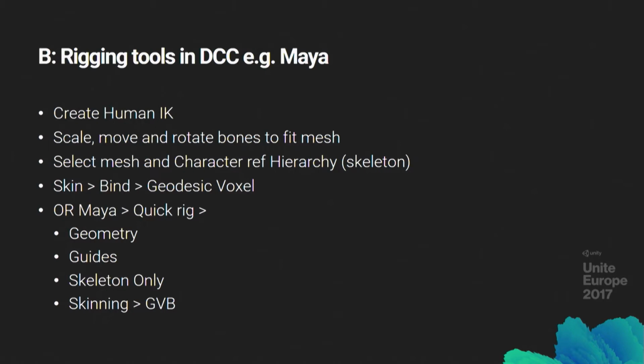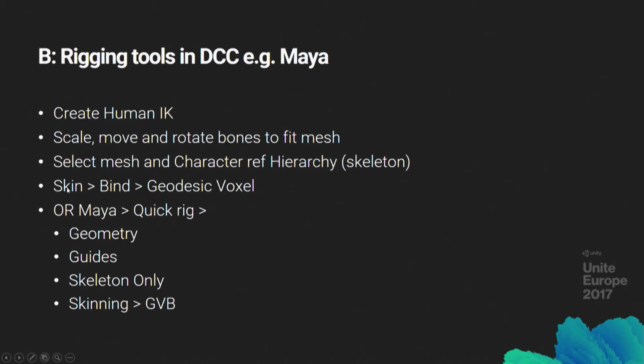So very quickly, in Maya, you can create a Human IK, which is positioning the skeleton, as I explained before, and you can scale, move, and rotate bones that fit so that your skeleton is ready to apply a skinning algorithm to attach it to the skin. And you've got some really great binding calculations that you can take advantage of now, geodesic voxel being one of them, which basically uses voxels to control the influence of vertices on the bones that you're skinning them to.